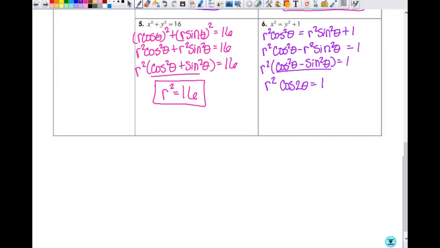Still got to get r by itself, so I have to divide. So I get r squared is equal to 1 over cosine 2 theta. And we can't leave that in the denominator, so what's the reciprocal of cosine? Secant. So r squared is equal to secant 2 theta. And it's okay to leave it as r squared.